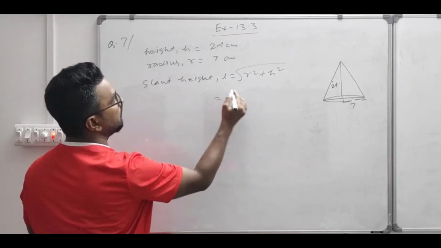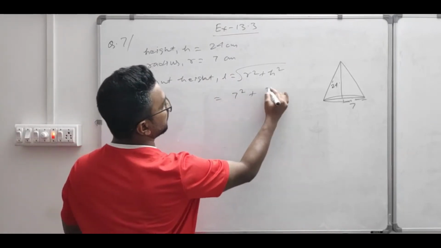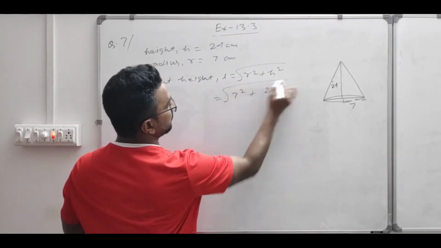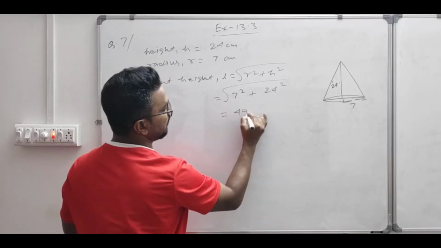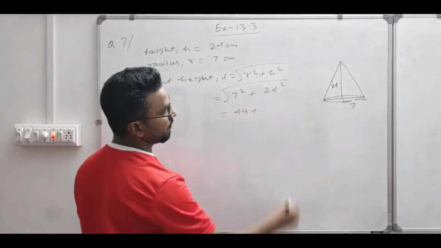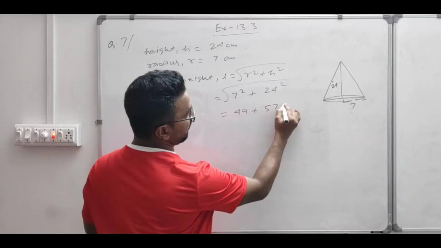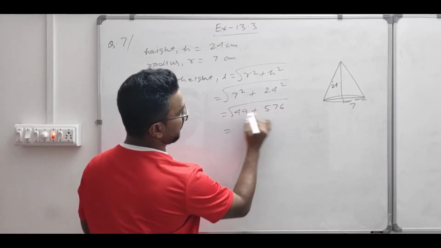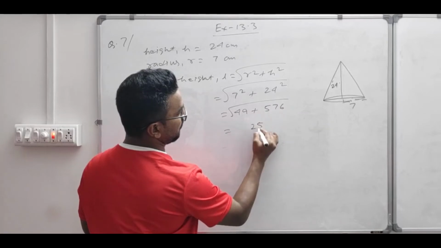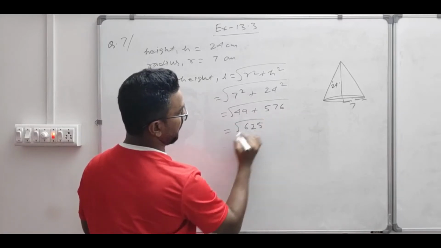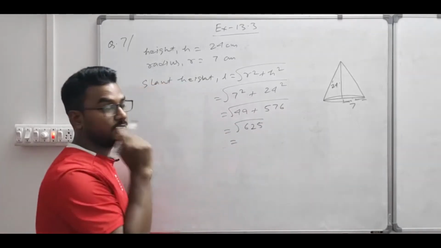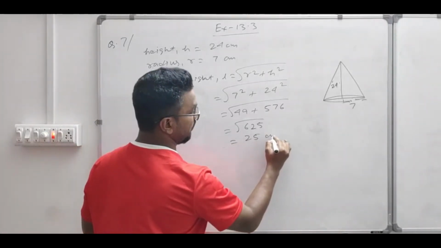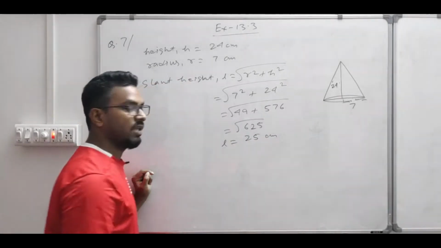So what is R? R is 7 square and that is 24 square. So 7 square is 49 and 24 square is 576, root over. So if you add, this will become 625. So root of 625 is 25 centimeter. Okay. So we got the slant height.